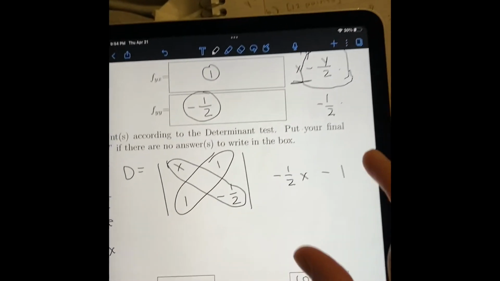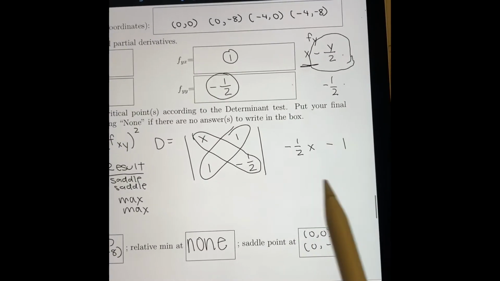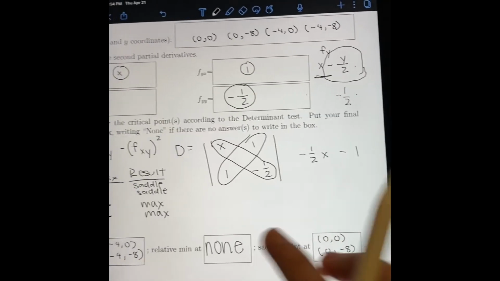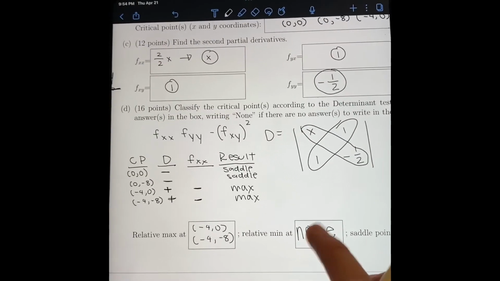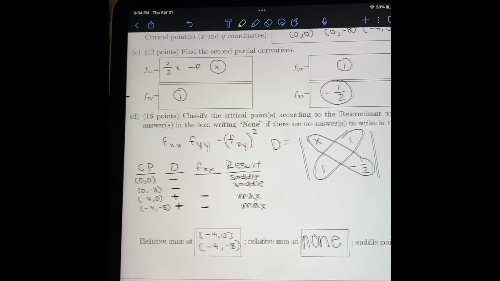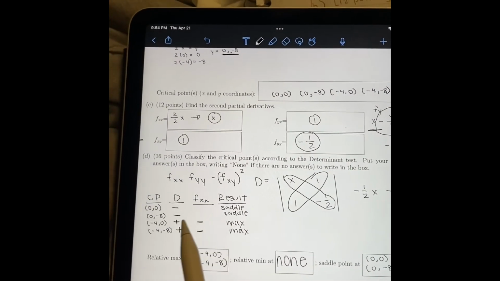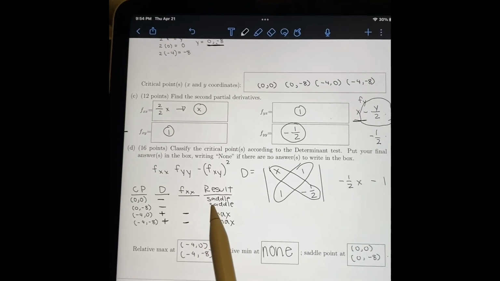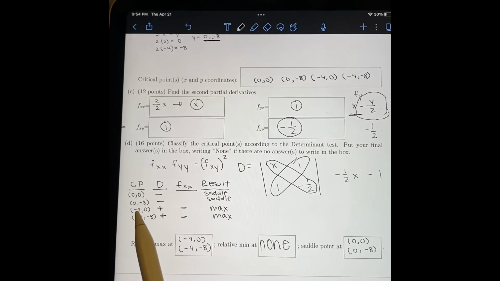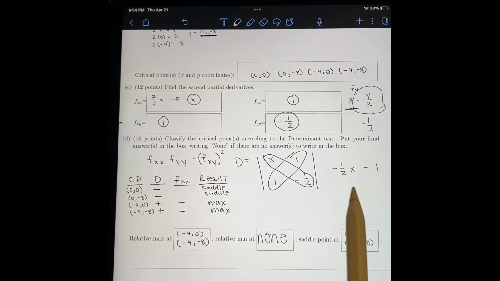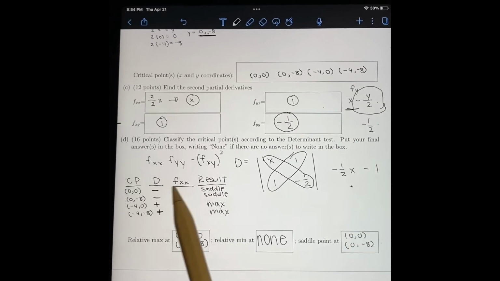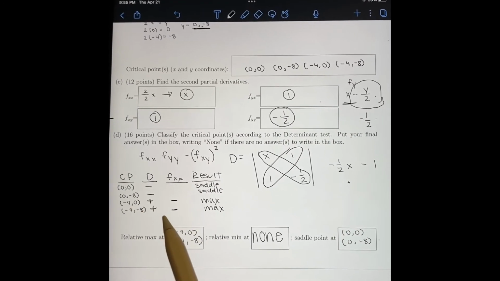Lastly, for the determinant test, I set up my matrix and cross-multiplied to get negative 1/2 x minus 1. For (0, 0), I substituted this in for the determinant test and got a negative value of negative 1. Knowing that, that means it's a saddle point. For (0, negative 8), it was the same result because we're only plugging in the x and they have the same x value, so this is also a saddle point.